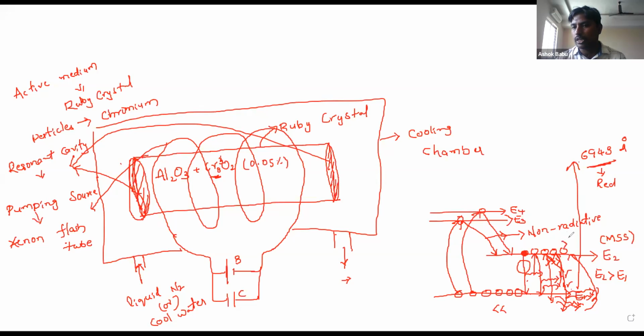The atoms spend maximum time in the metastable state. Here atoms go on increasing, and at the same time, using the pumping source, atoms in the lower state go on decreasing. So at a particular instant, we observe population inversion. After the population inversion, laser transition occurs between E2 and E1. So the wavelength produced in the ruby laser is 6943 angstrom units, which is in red color. And this is about the ruby laser. The same thing applies in the helium-neon laser also.